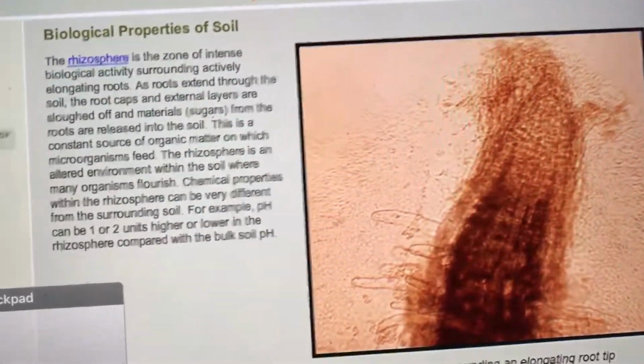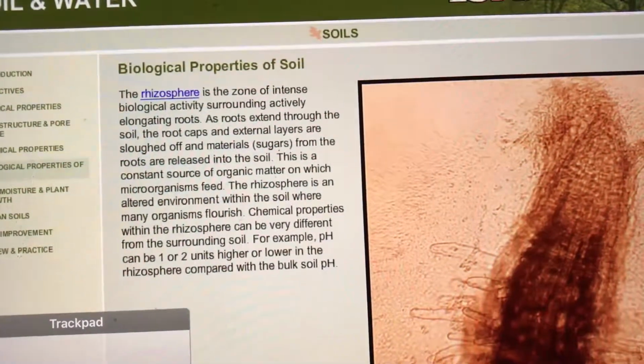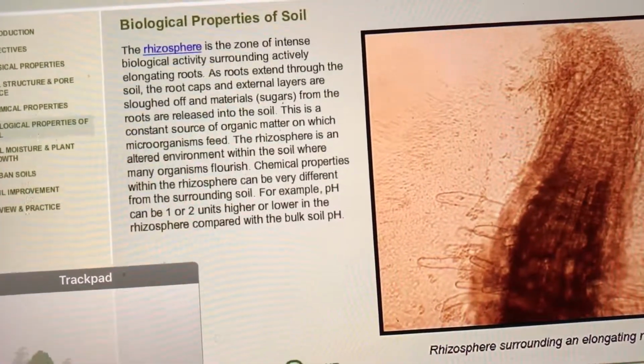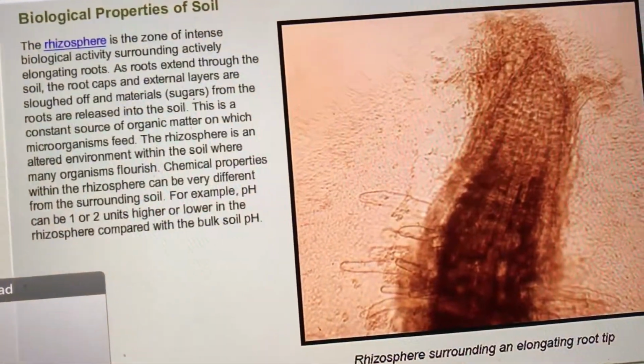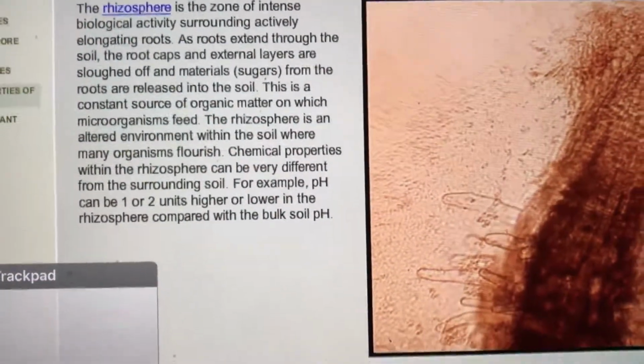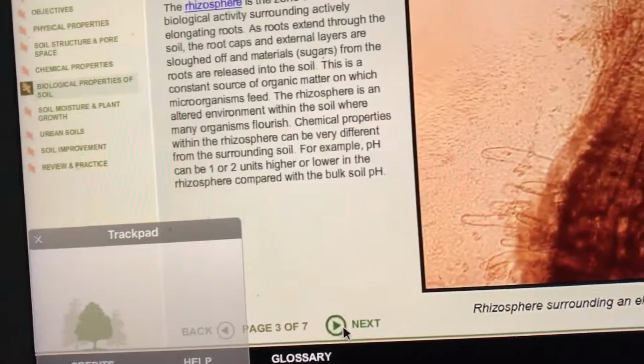The rhizosphere is an altered environment within the soil where many organisms flourish. Chemical properties within the rhizosphere can be very different from the surrounding soil. For example, pH can be 1 or 2 units higher or lower in the rhizosphere compared with the bulk soil pH.